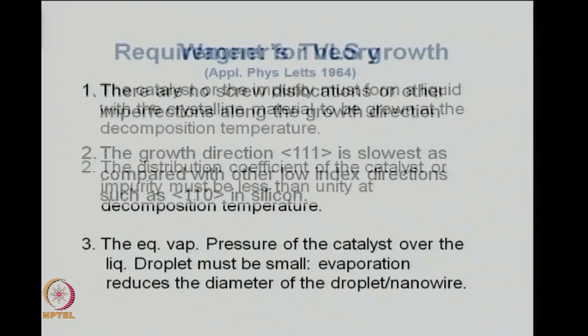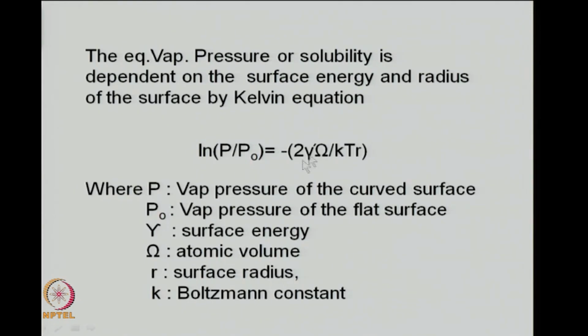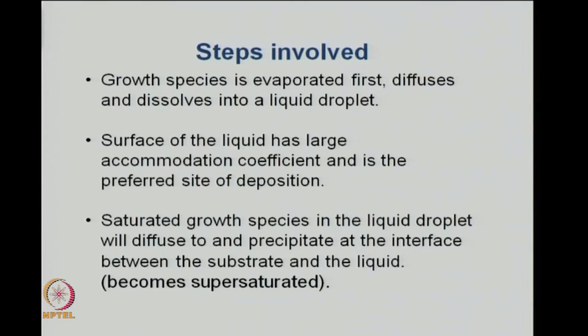So, coming back, this equation, which is the Kelvin equation, by that you can calculate how, if you change the radius, if you double the radius, then what will happen to the equilibrium partial pressure, and how it will affect the solubility, and ultimately how it will affect the growth of the nanorod. Now, the typical steps involved, some of the steps we have discussed.